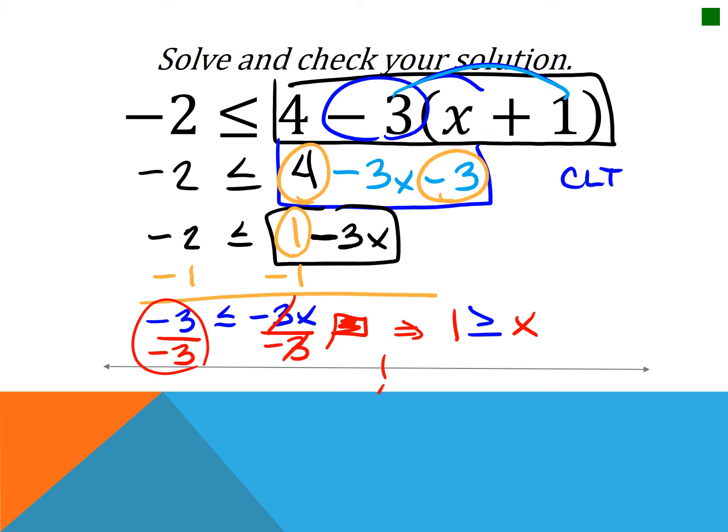When I go to graph this, because it's got the or equal to, it's going to be a solid circle. Look at the x. It has the little bitty point. That means I want the little bitty numbers. So I'm going to shade to the left.